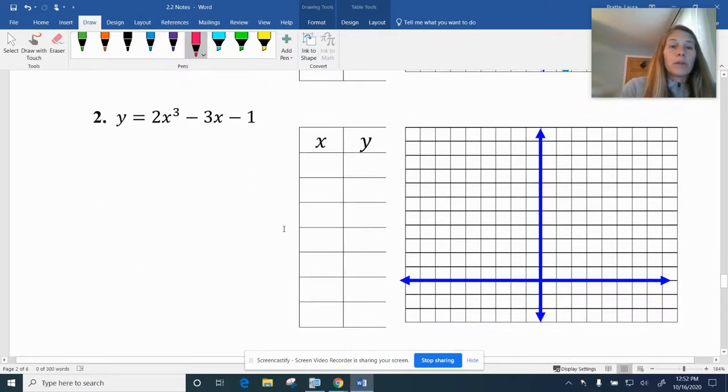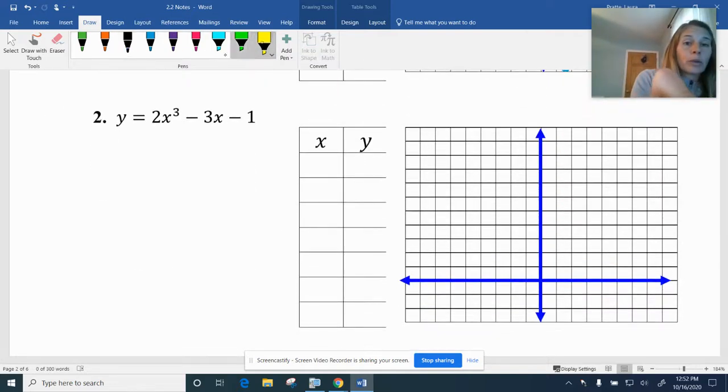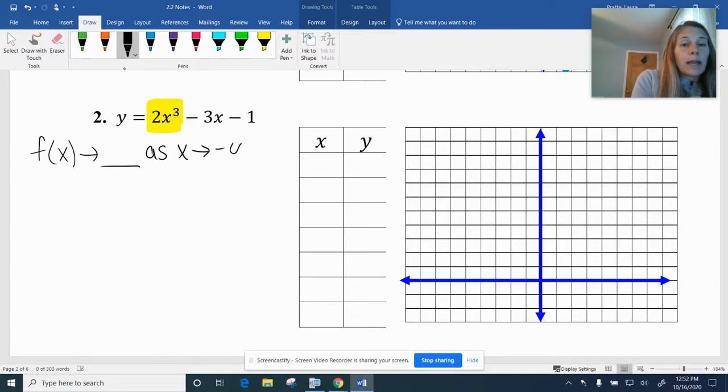All right, so first thing we want to do is our end behavior. So we're looking at this term here. I'm just going to write out the notation that you have to fill in. So f of x approaches blank as x approaches negative infinity. And then the other side, f of x approaches blank as x approaches positive infinity.